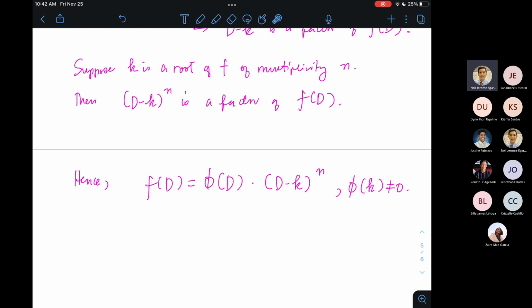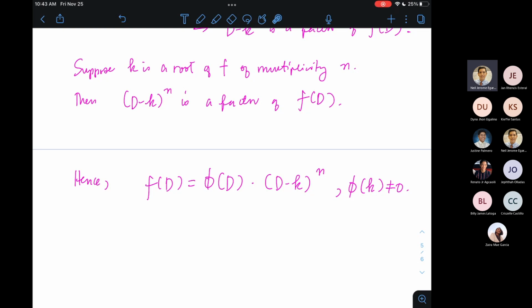So ano itong mga crazy looking symbols na dinagdag ko rito? Sinabi natin kanina si f of d ay factor niya si d minus k over n. So ibig sabihin si f of d ay kaya kong isulat as d minus k raised to the n times another function phi of d. Hindi natin alam yung itsura ni phi of d. Basta pag finactor out mo si d minus k raised to the n mula kay f, ang matitira ay phi of d.